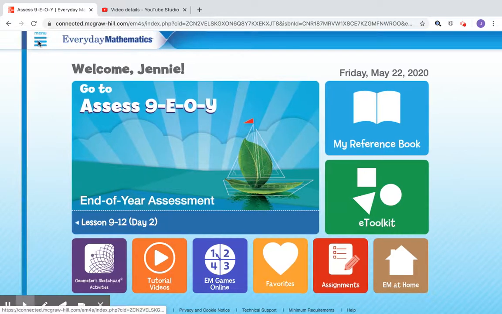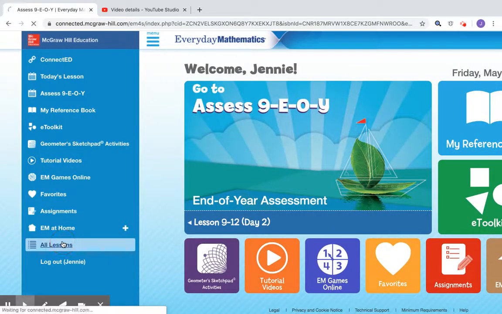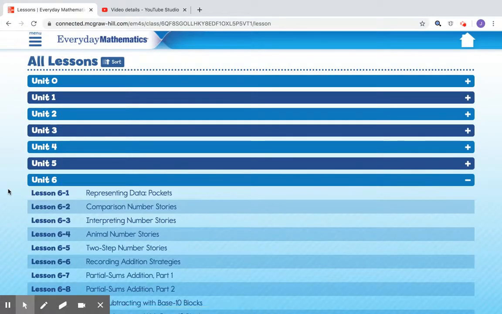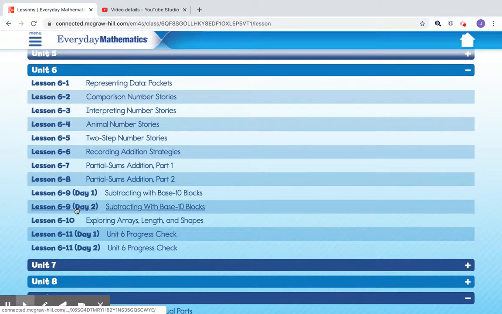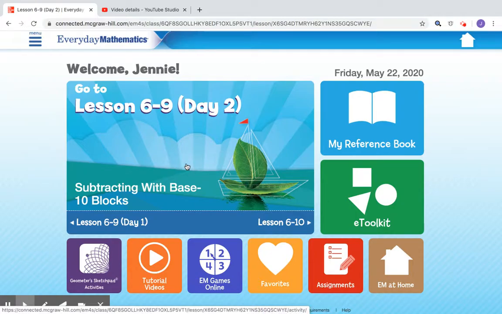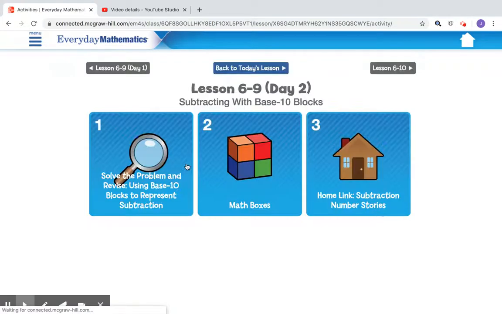So you're going to click the menu button, scroll down to All Lessons. We're going to click on Unit 6, and we're going to scroll down to Lesson 6-9, Day 2, Subtracting with Base 10 Blocks. And we're going to click in the box here for Lesson 6-9. And we're going to revisit the lesson from yesterday, which was Solve the Problem and Revise. Use base 10 blocks to represent subtraction. We're subtracting, boys and girls.